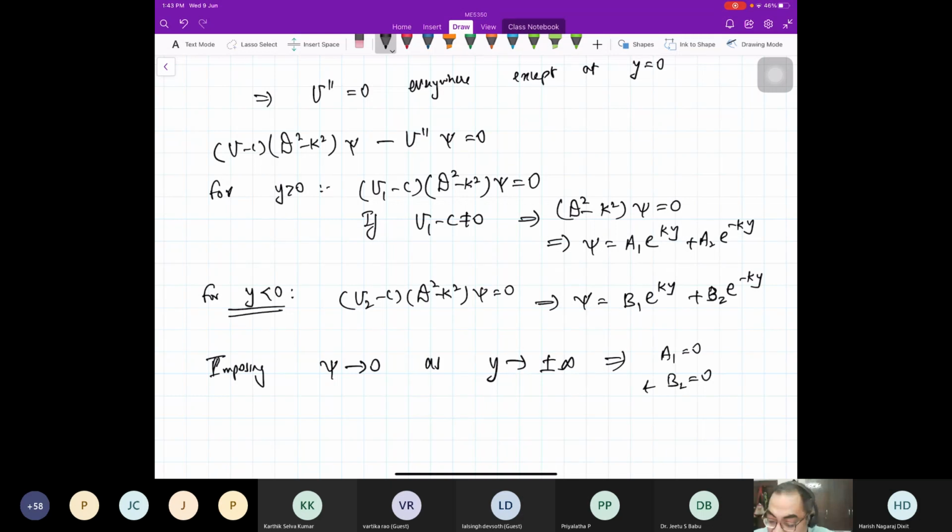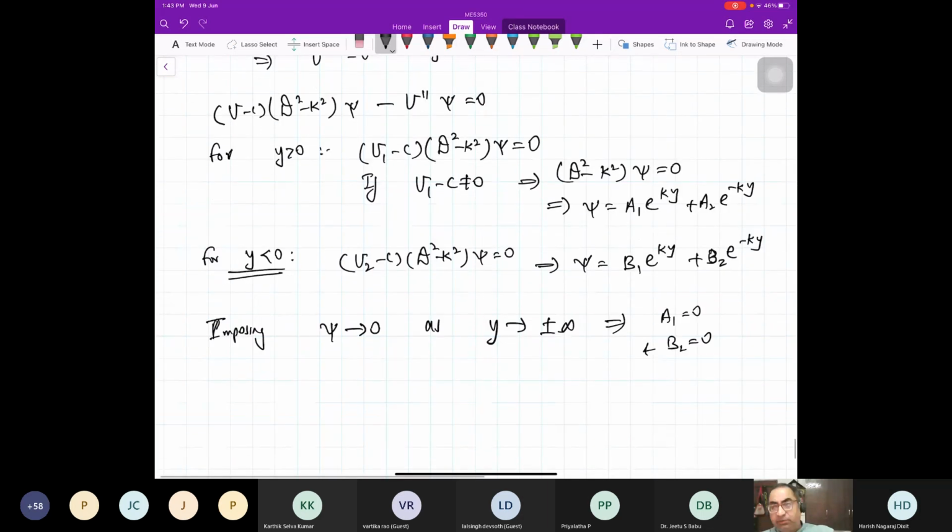Because both of them are growing terms. For y going to infinity, a1 exponential ky will grow. Therefore, a1 has to be 0. And in the other case, the other one has to be 0. b2 exponential minus ky will also grow. Therefore, we set b2 also 0.